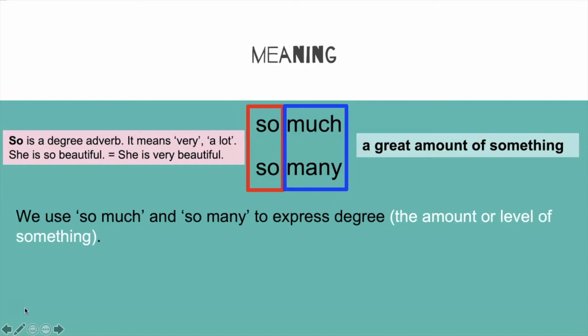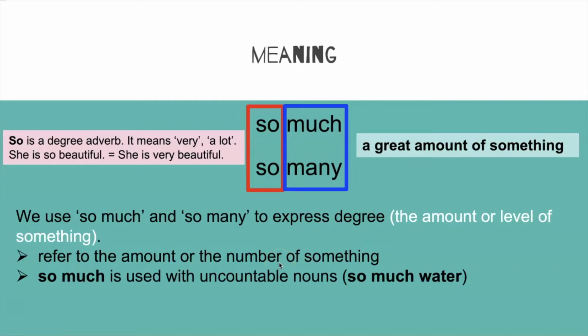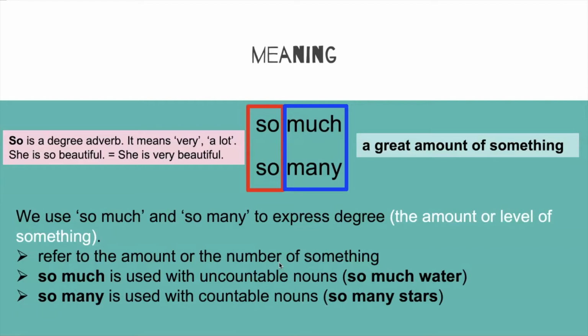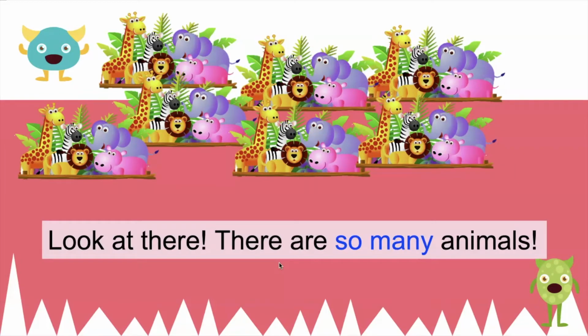So we use so much and so many to express degree, which means the amount or level of something. So it refers to the amount or the number of something. So much is used with uncountable nouns like so much water. And so many is used with countable nouns like so many stars. So, for example, we may say, look, there are so many animals.